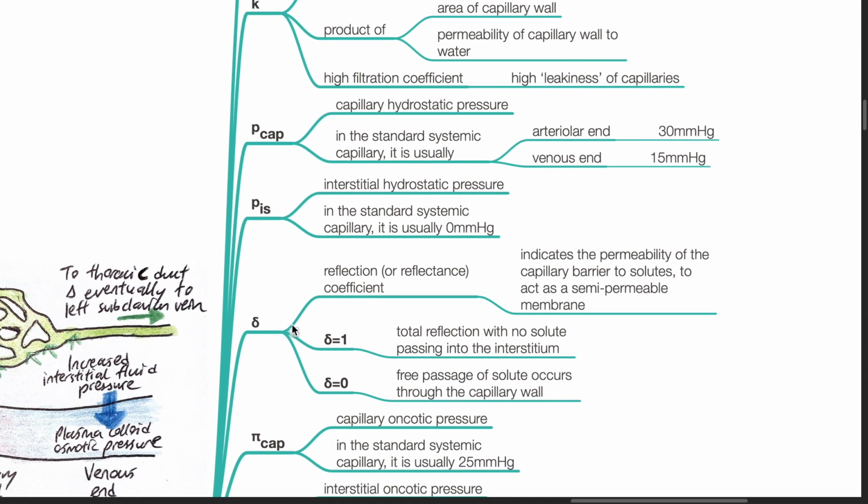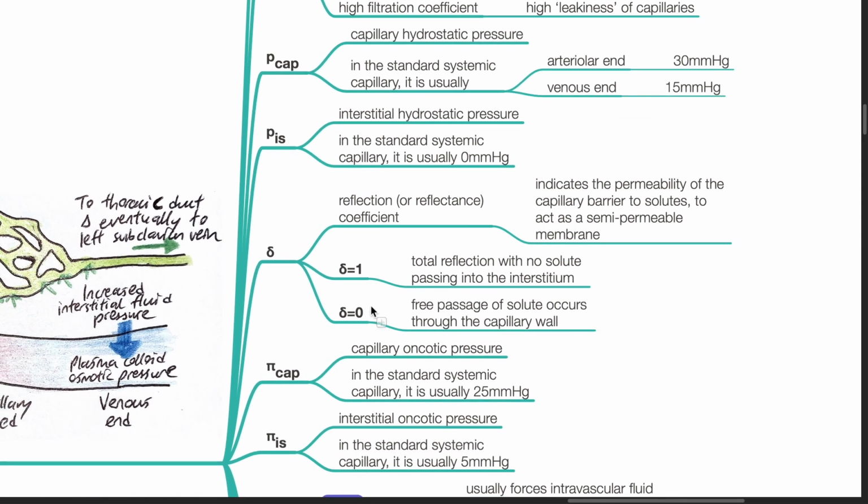Delta represents the reflection or reflectance coefficient. It indicates the permeability of the capillary barrier to solutes, its ability to act as a semi-permeable membrane. Delta equals 1: there is total reflection with no solute passing into the interstitium. Delta equals 0: free passage of solute occurs through the capillary wall.